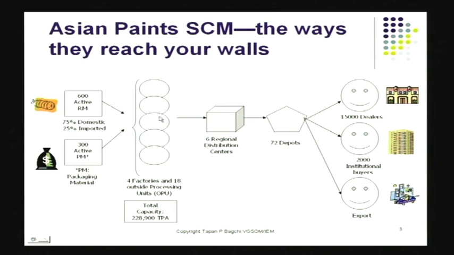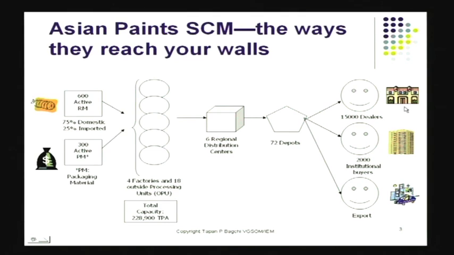After the packaging has been done, which could be in tin containers, put in cardboard boxes, then palletized and so on, those are moved to regional distribution centers, and Asian Paints has 6 of those countrywide, within the subcontinent of India. These regional distribution centers in turn feed 72 depots. These are simpler, smaller warehouses. From there, 15,000 dealers are served, 2,000 institutional buyers are served, and exports are made. And then you can see the final product.